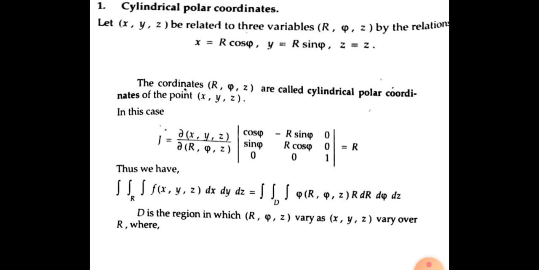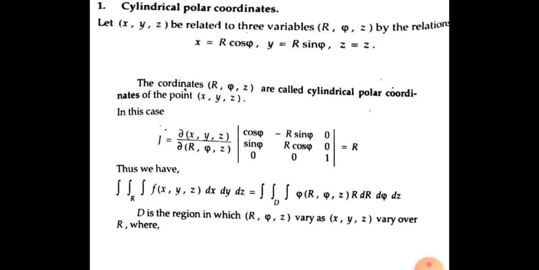Here, let x, y, z be related to three variables r, phi, z by the relations x is equal to r cos phi, y is equal to r sin phi, and z is equal to z. The coordinates r, phi, z are called cylindrical polar coordinates of the point x, y, z.